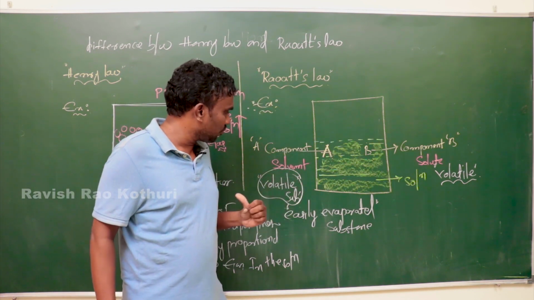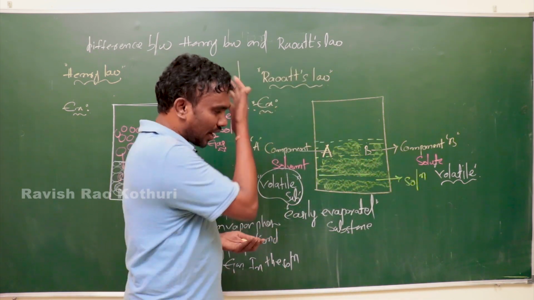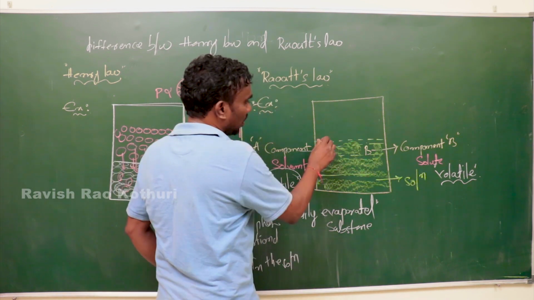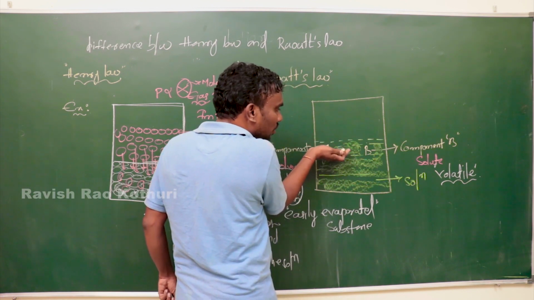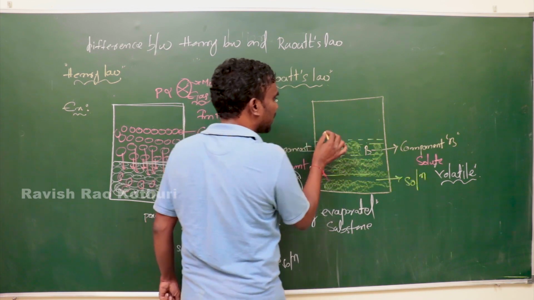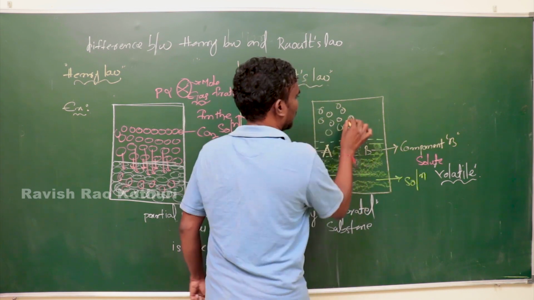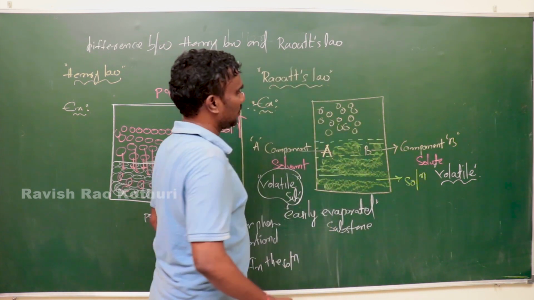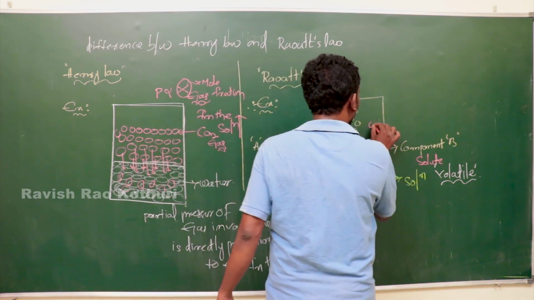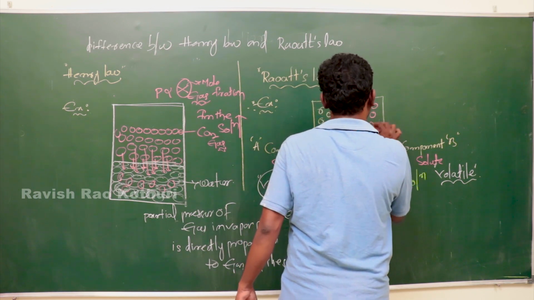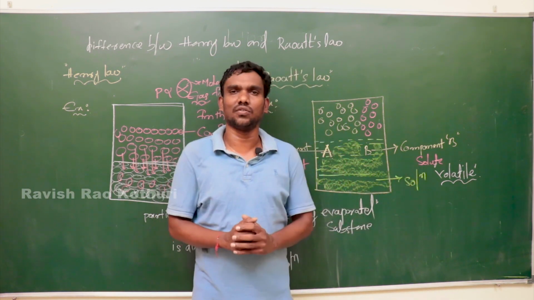This is the A component, solvent. B component, solute. After some time, what happens? Here the A molecules evaporate. The A component evaporates and vapors will be formed. Similarly, the B component also comes out, but less of it comes out. Why? Because the solute is less in amount than the solvent. That's all.